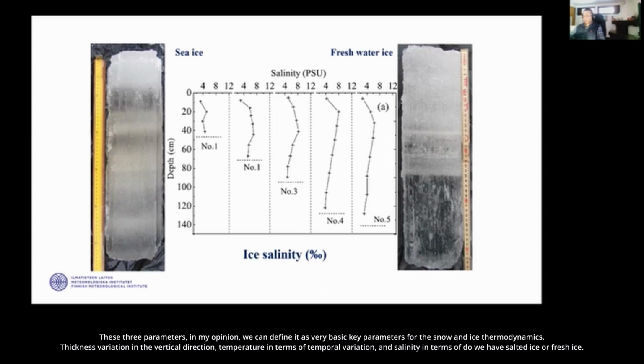So these three parameters, in my opinion, we can define as the very basic key parameters for snow and ice thermodynamics: thickness, as variation in the vertical direction; temperature, in terms of temporal variation; and salinity, in terms of whether you have salted ice or fresh ice.